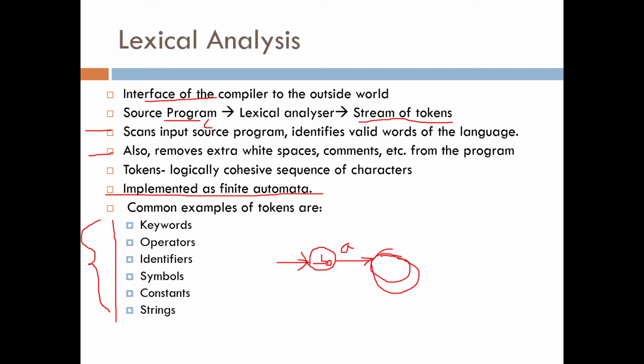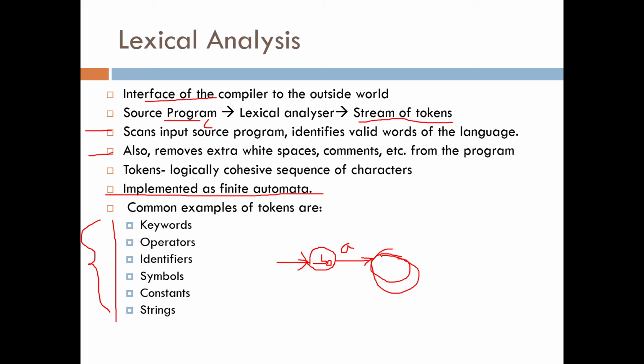Okay, so to sum up what a lexical analyzer does, it breaks up the source program into tokens. What are tokens? Tokens could be a keyword, operator, identifier, anything. And how is it done?